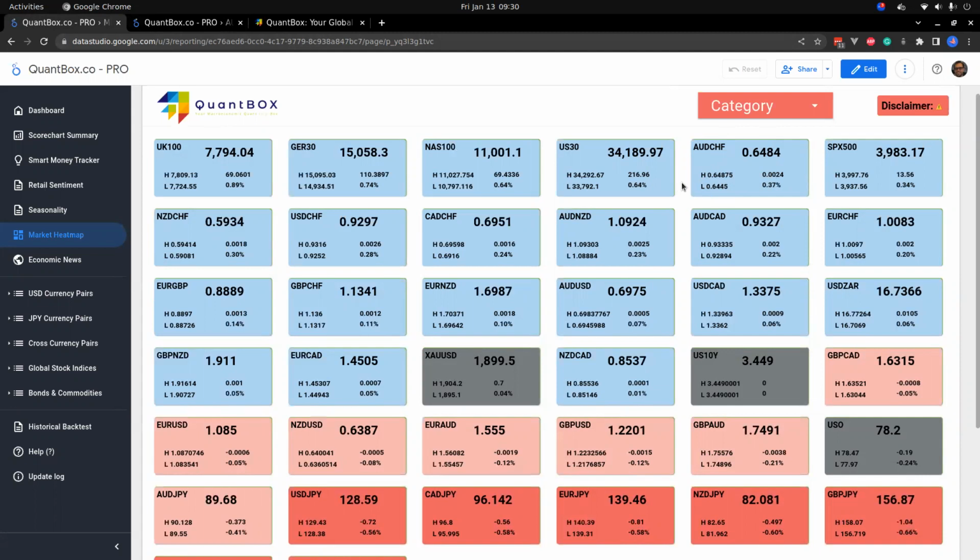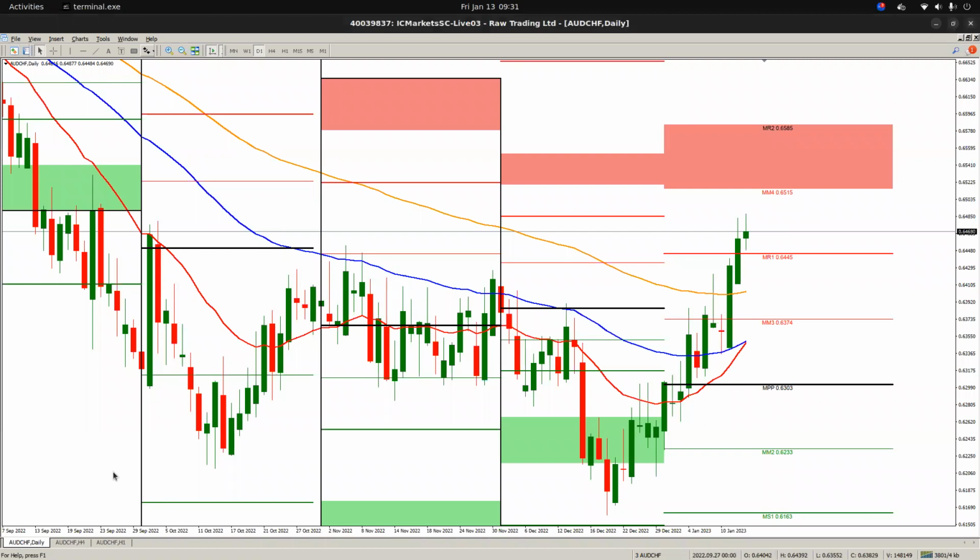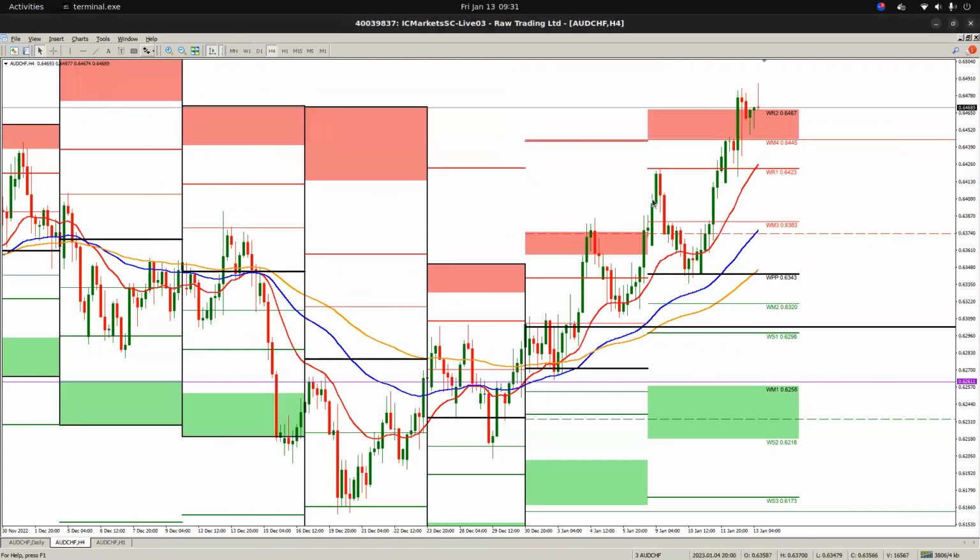I'll show you how it works. So Aussie Swissy currently up. We jump into Aussie Swissy over here and we say, right, so we've got a neutral bias. We got our charts. We say, have we got any opportunities? On the daily, we see that price is currently at a profit-taking zone. And if we were looking for an opportunity to sell, because it's neutral, we can do whatever we want. So therefore, I'll use technicals. And I'll say, technically, we're currently at a profit-taking zone.